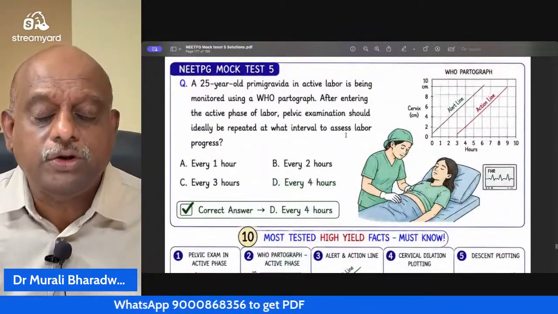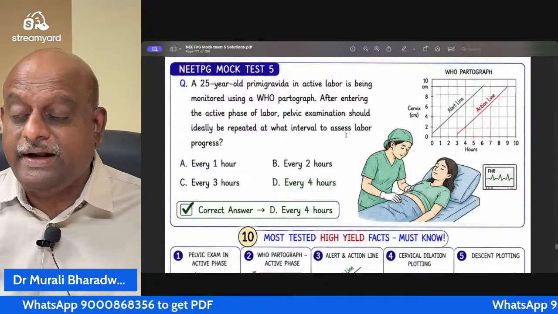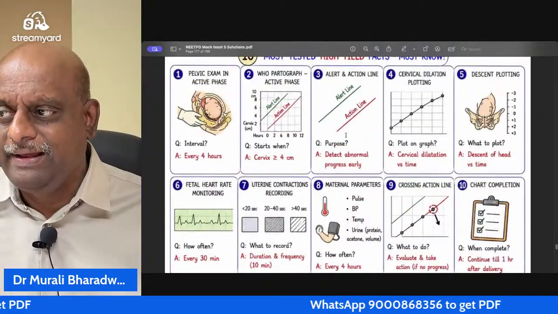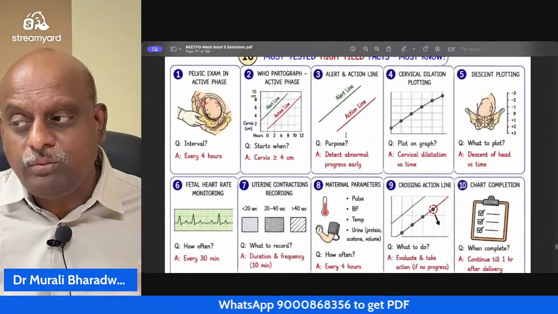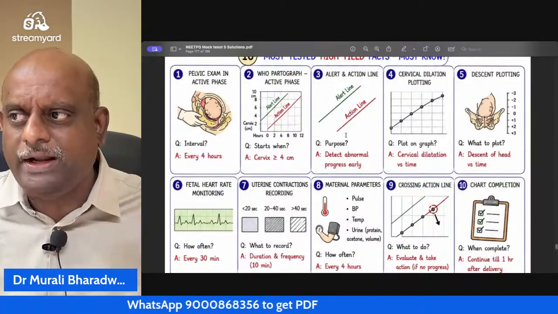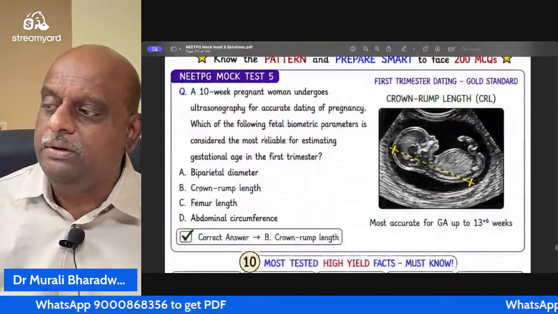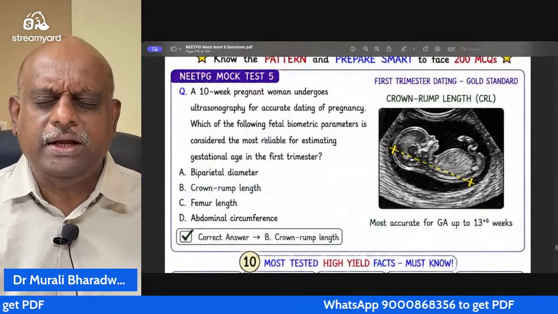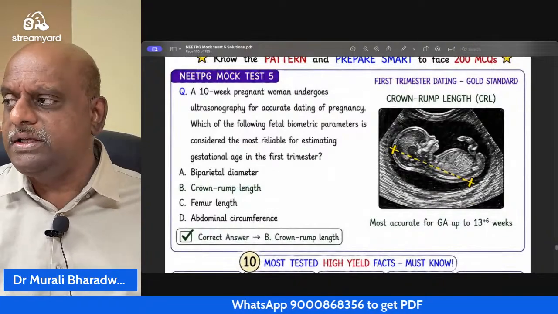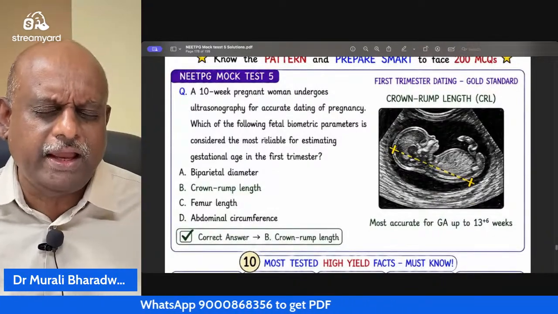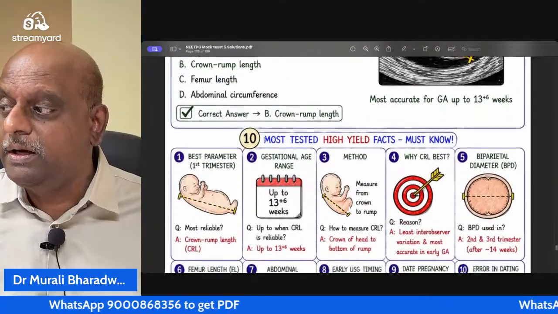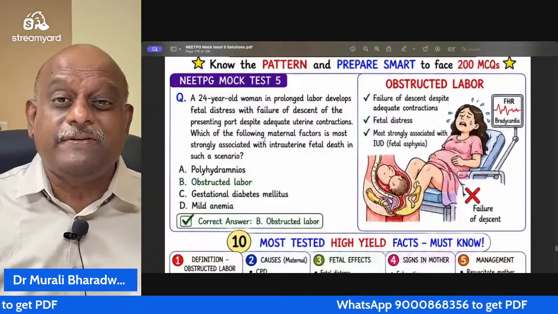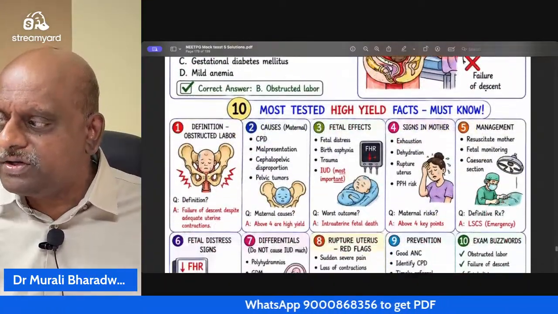In the WHO partogram, once active phase of labor is entered, every 4 hours, we need to assess the labor progress, alert line, action line. And when do you call active phase? The moment the cervical dilatation is more than 4 centimeters, you call as active phase, is what we need to remember. So, in the first trimester, it is the crown rump length which is the most important and accurate measure of the gestational age, is what we need to remember. Now, intrauterine fetal death most commonly is because of an obstructed labor, is an important risk in the given clinical scenario.